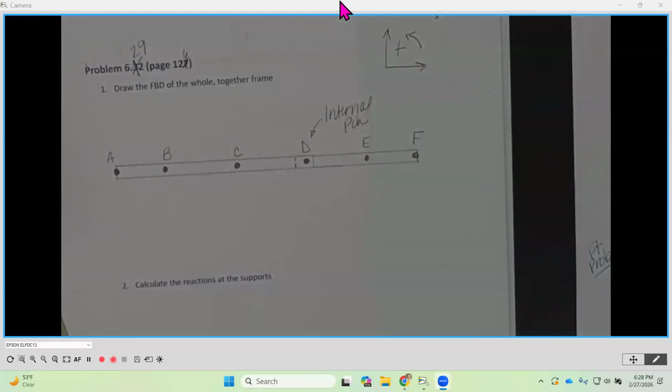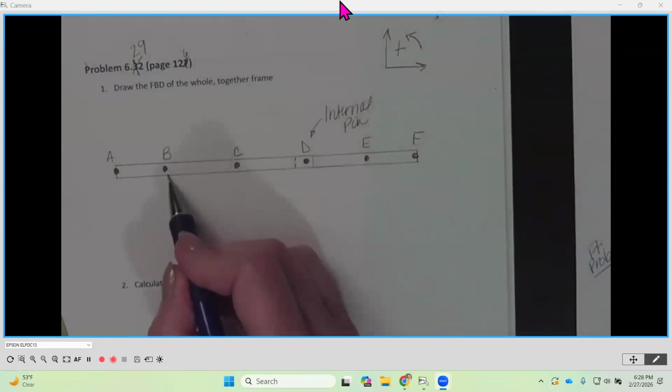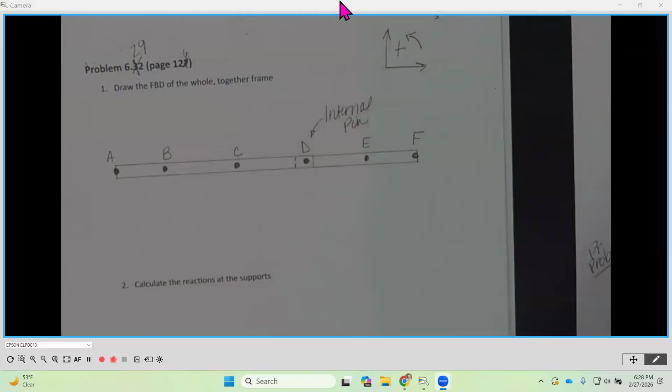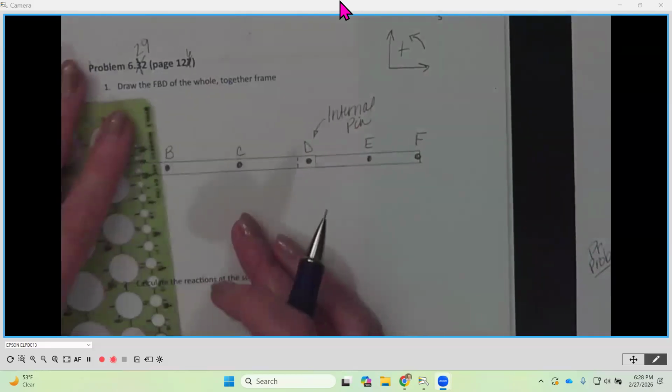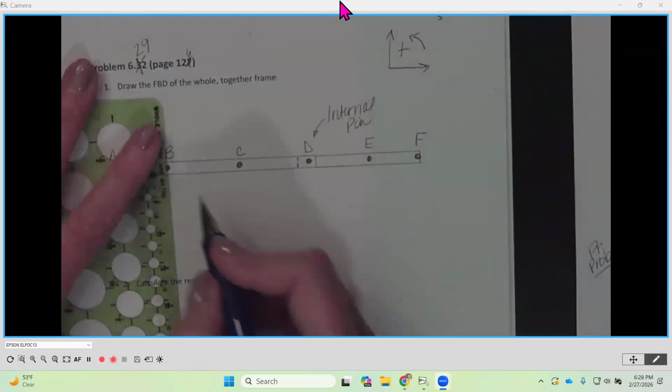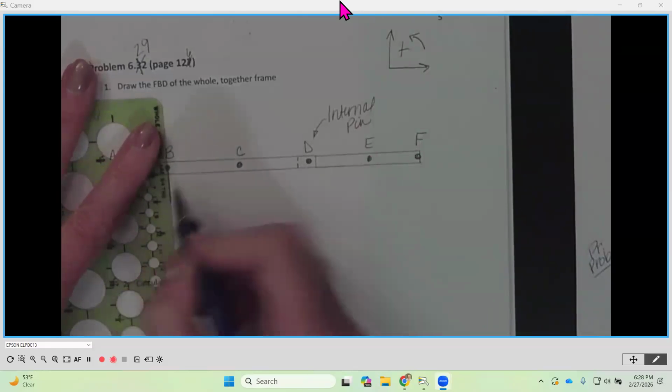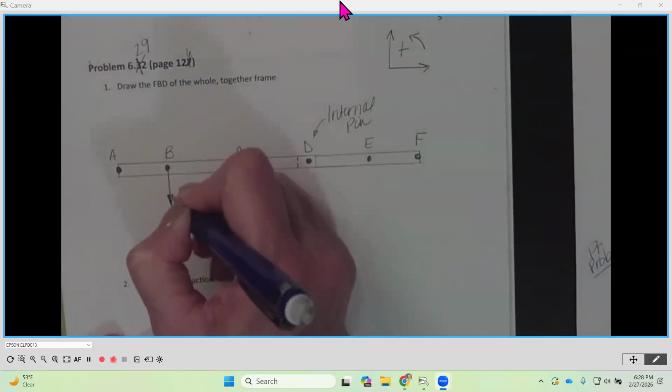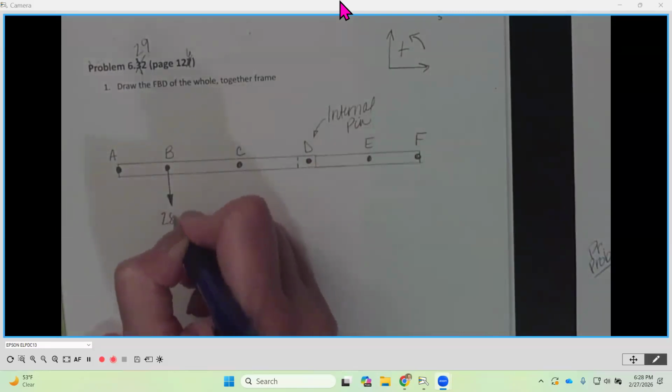At D. So now let's put our external loads, and those are going to be the weights of the truck and the weight of the trailer. So it told us that the weight of the truck is 28.5 kilonewtons going down at point D.